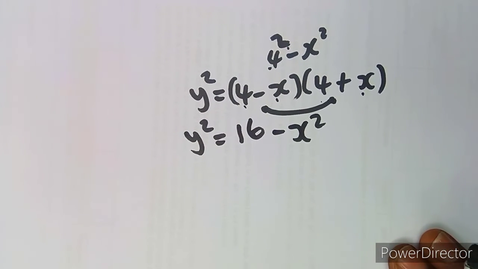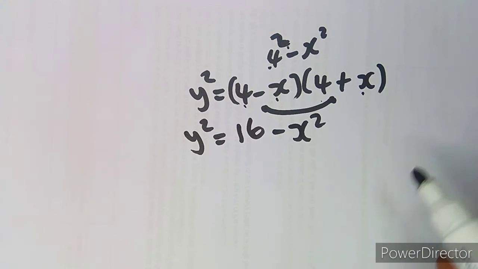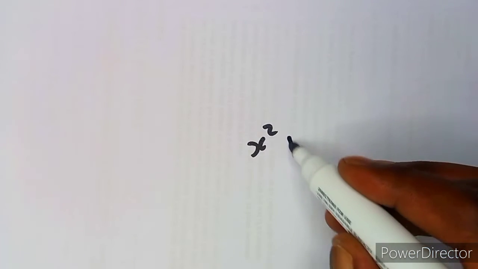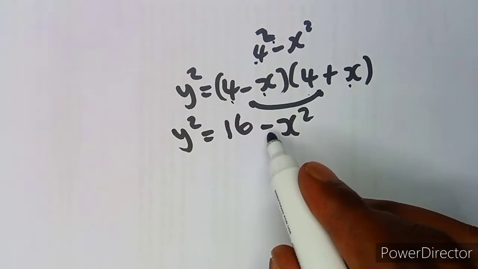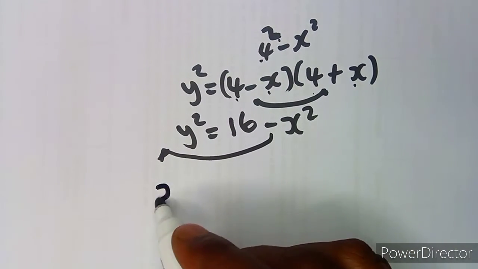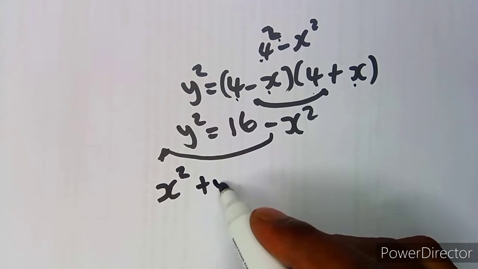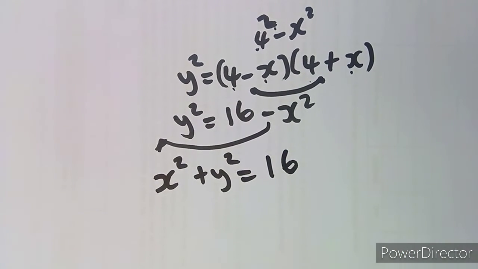But if we are to cross-check properly, this type of equation is very, very similar to the equation of a circle, where we are given the equation in the form of x squared plus y squared is equal to r squared. So if we are to write in this format, you find out if you are to take minus x squared to the left hand side, it is going to be positive. So we have x squared plus y squared equal to 16. So what do we have? This is a circle.